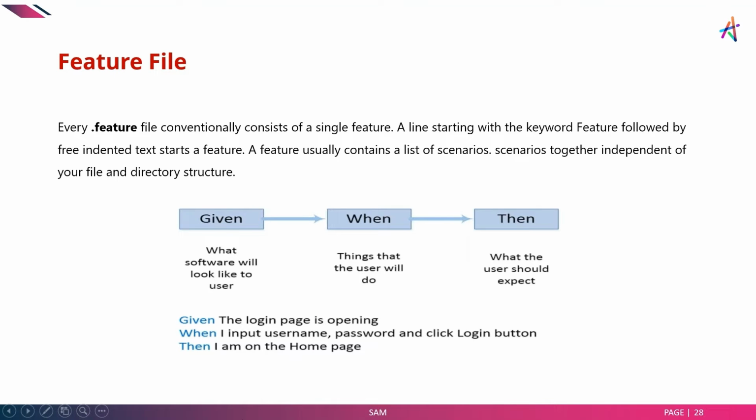So team, as I explained, every dot feature file conventionally consists of a single feature. A line starting with the keyword feature is what is called a feature. A feature usually contains a list of scenarios. There could be multiple scenarios created. Every scenario is called one test case, and scenarios together make up the feature. Given, when, and then are the three primary keywords of Cucumber, I mean, the Gherkin language.